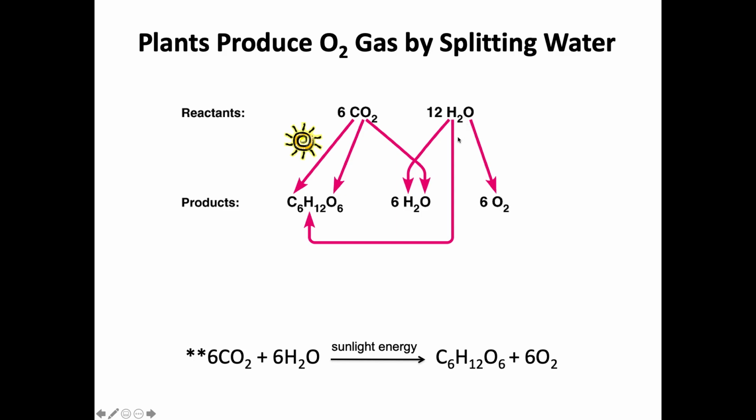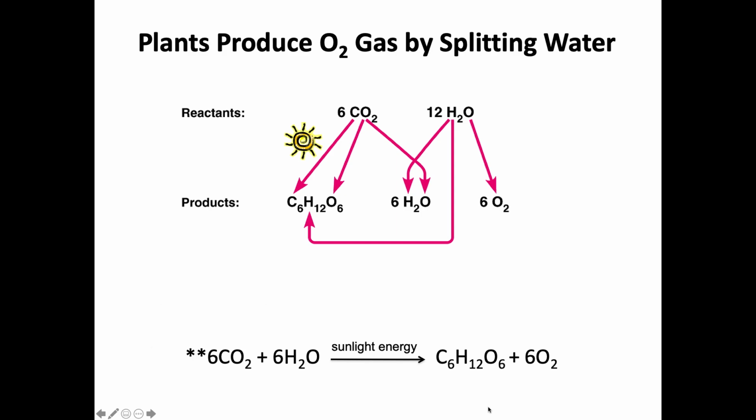It used to be believed that the oxygen produced by photosynthesis came from carbon dioxide. Remember, carbon dioxide is a reactant, and so is water. Then we have our products: glucose, water, and oxygen.